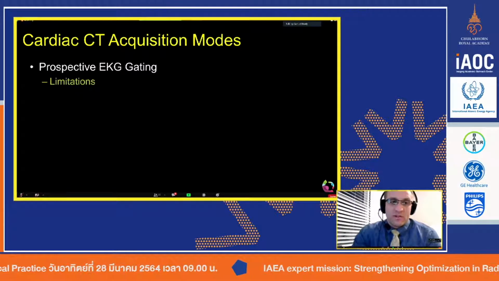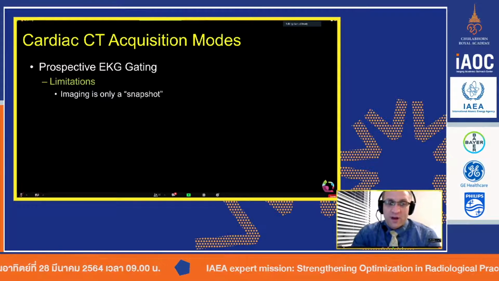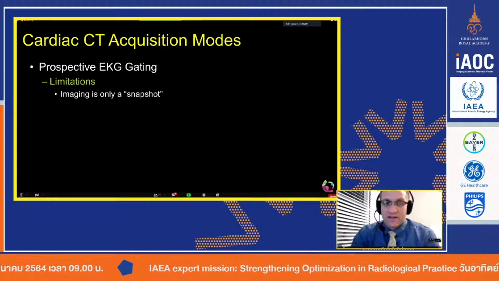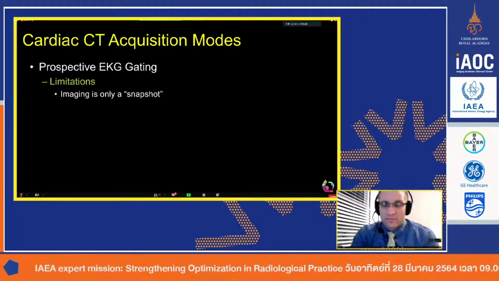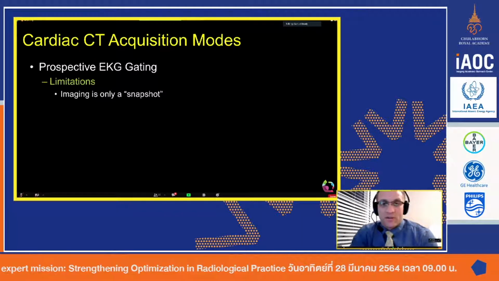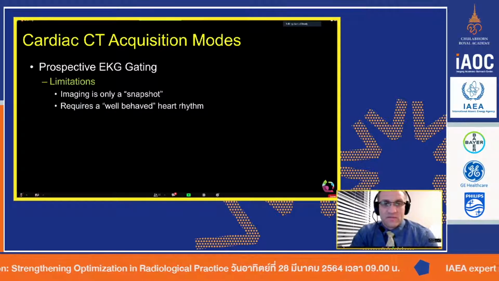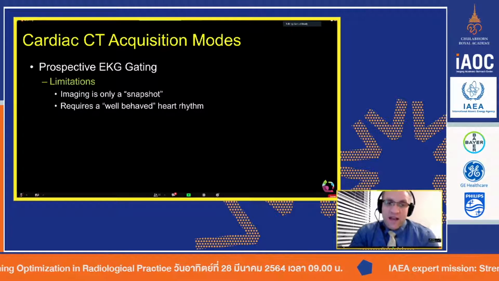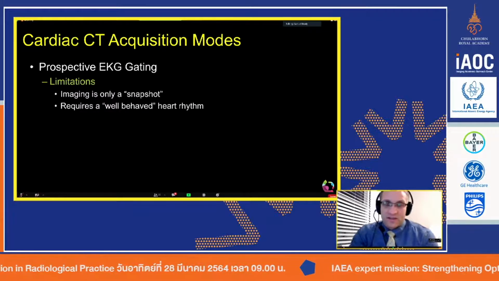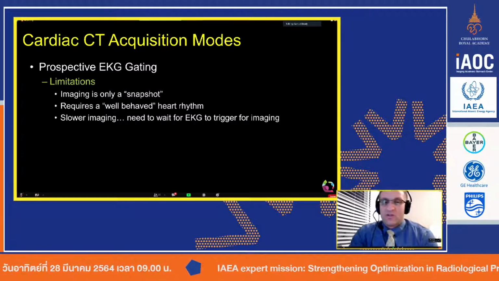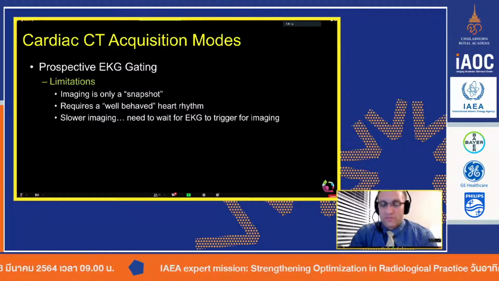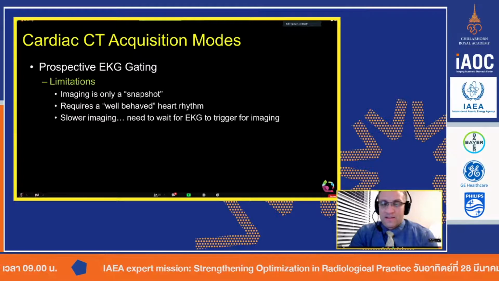So what are some of the limitations of prospective gating? Well, obviously, we're only collecting the data or taking a picture of the heart at one location on the heartbeat, or the systolic to diastolic spectrum. And this kind of expects the heart rate to be consistent, obviously no arrhythmias, and we really do need slower hearts.